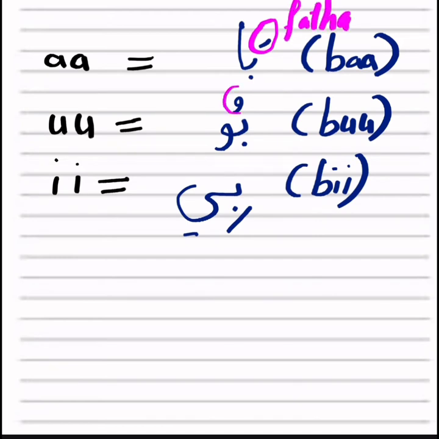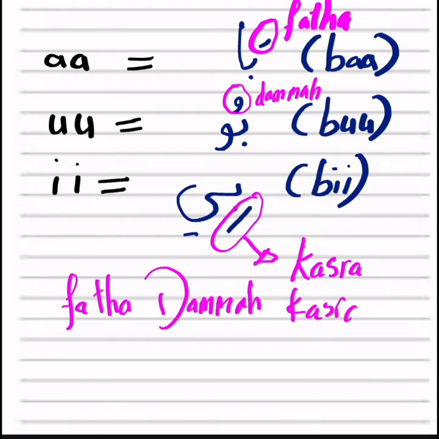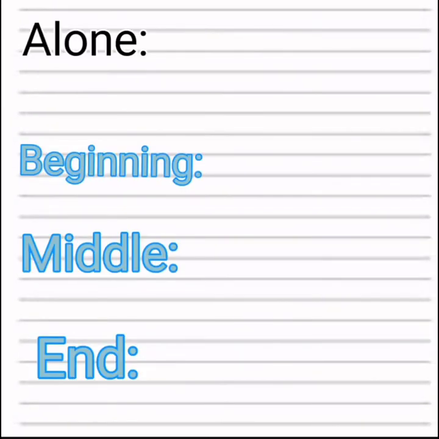As you guys may have seen, the first one, the letter ba has a fatha on top of it. This is called fatha. The second one is called dhamma. And for bi, this is called kasra. So fatha, dhamma, kasra.